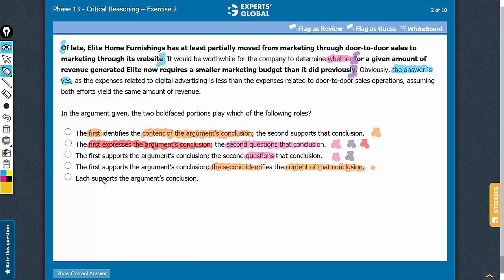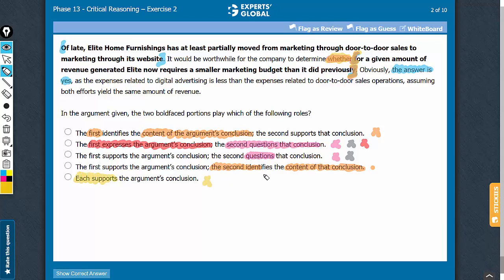And answer choice E, to say that the second is supporting the conclusion is not correct. See, the second is simply the conclusion statement. It is a part of a question that is being asked. And therefore to say that the second is supporting the conclusion, this would not be correct. So answer choice E should be eliminated.